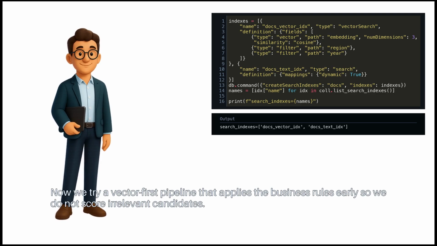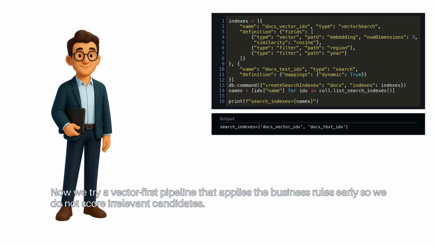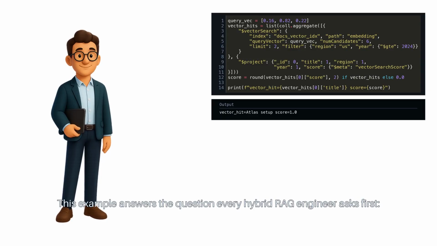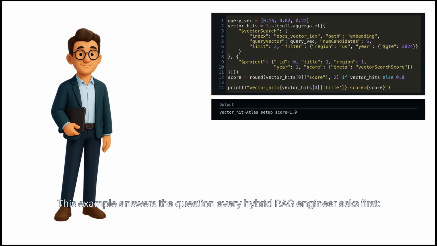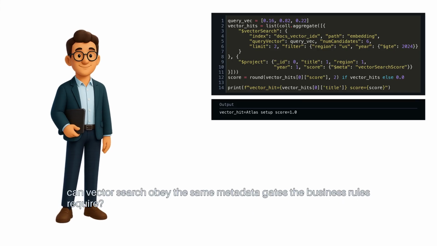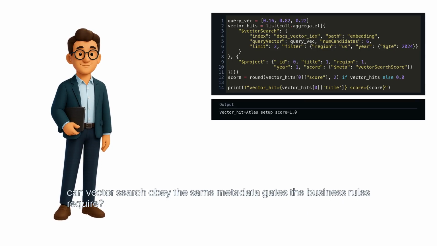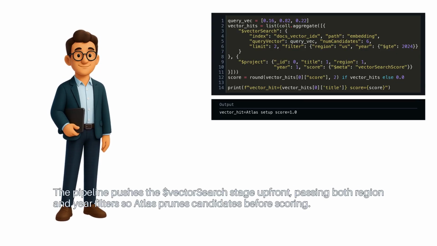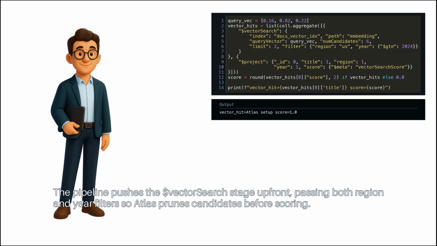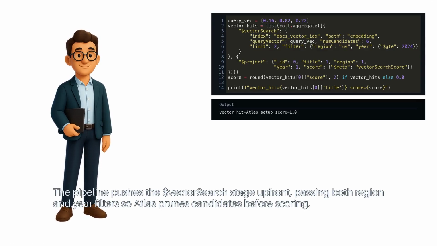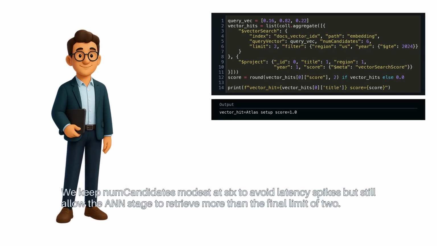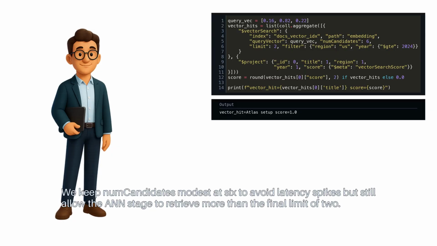Now we try a vector-first pipeline that applies the business rules early, so we do not score irrelevant candidates. This example answers the question every hybrid RAG engineer asks first. Can vector search obey the same metadata gates the business rules require? The pipeline pushes the vector search stage up front, passing both region and year filters, so Atlas prunes candidates before scoring. We keep numCandidates modest at 6 to avoid latency spikes, but still allow the ANN stage to retrieve more than the final limit of 2.